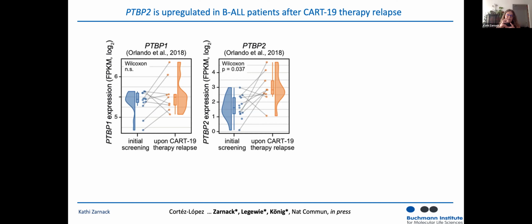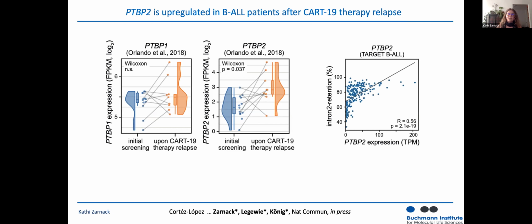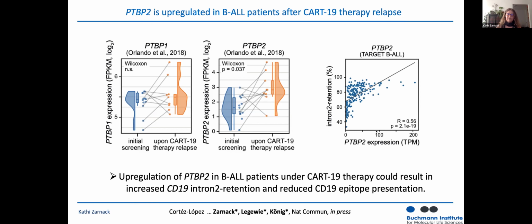And then if we check whether there's a connection between the PTBP2 and our intron 2 retention events in the patients, we actually also saw a strong correlation between PTBP2 expression in the patient and intron 2 retention. And together from this data, we conclude that the upregulation of PTBP1 in these patients under CAR-T19 therapy could indeed be involved in the therapy resistance, because we think that this upregulation could result in increased CD19 intron retention and reduced CD19 epitope presentation on the cells.